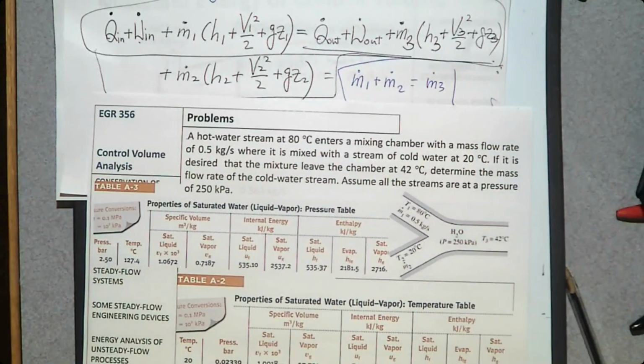We have a hot water stream at 80 degrees Celsius entering a mixing chamber with a mass flow rate of 0.5 kilograms per hour. No, per second, where it is mixed with a stream of cold water at 20 degrees Celsius. If it is desired that the mixture leaves the chamber at 42 degrees Celsius, determine the mass flow rate of the cold water stream.